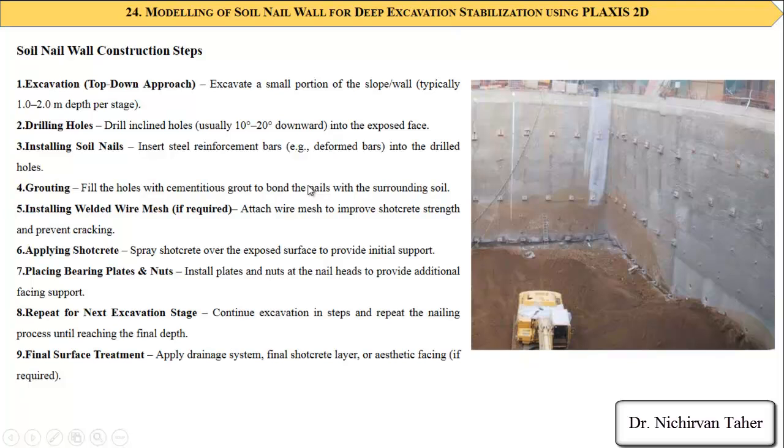Okay, here we will also shortly discuss the construction steps for constructing the soil nails wall. In the first step, excavation is made in small portions, generally 1 to 2 meters per construction stage. After the first excavation, a circular hole is drilled using a machine, and generally it is inclined to the horizontal by 10 to 20 degrees into the designed length.